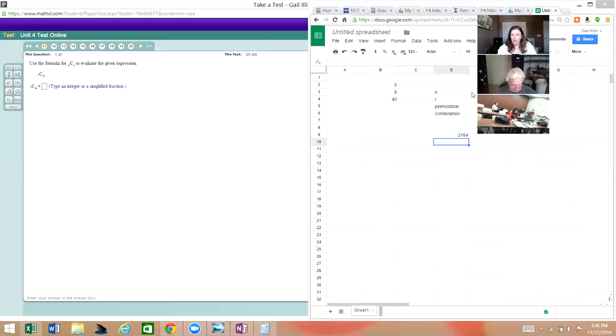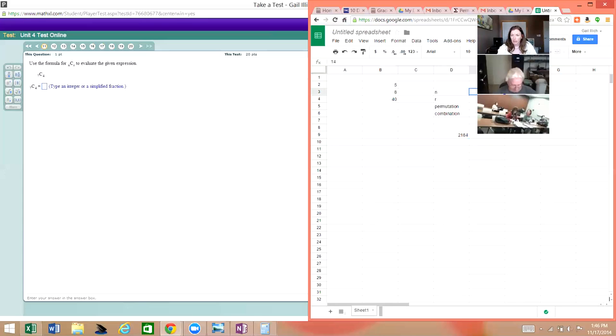spreadsheet. So if you did a Google spreadsheet, your N here would be 7. Your R would be 4. Remember the permutation, I just did equals and I typed the word permute and grabbed the formula, and then I did E3 comma E4. For combinations, you do equals, combination, and then E3 comma E4. But either way, you get 35.